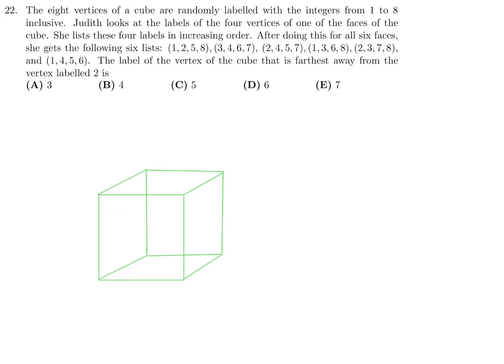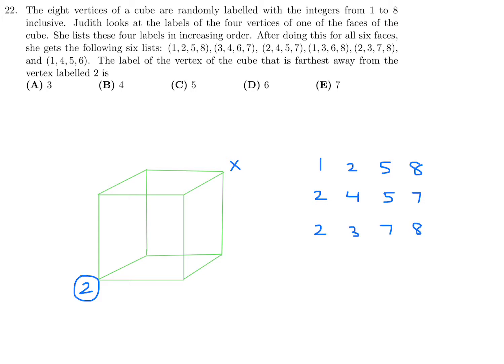Okay, let's see if we can match this. They want us to figure out this one right here, X, that's going to be the one furthest away from 2. So what I'm going to do is concentrate on just this 2 here. Let's just look at the ones that have a 2 in it. Those 3, right? So those 3, I'm going to try to place them. 1, 2, 5, 8. That's one face. And then what's the next one? 2, 4, 5, 7. And then 2, 3, 7, 8.